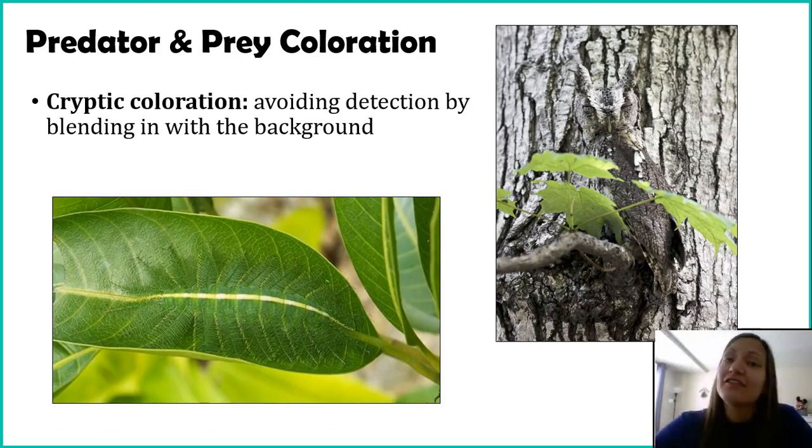The last kind of coloration we'll talk about is used by both prey, which is what everyone else has been talking about, the mimicries, the aposematic, that was really a prey coloration defense. This defense is used by both predators and prey, and that's cryptic coloration. You also know this as camouflage, but the more scientific name is cryptic coloration.